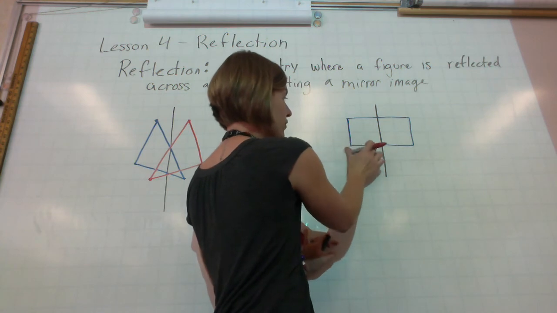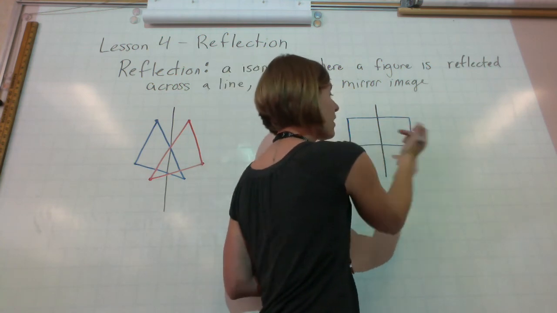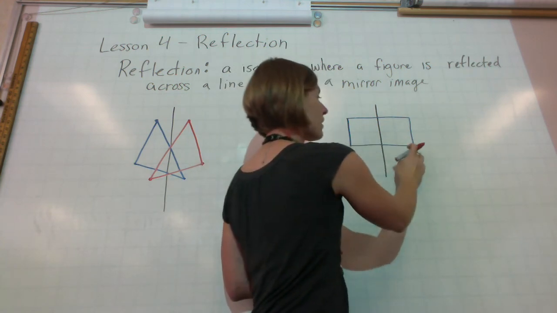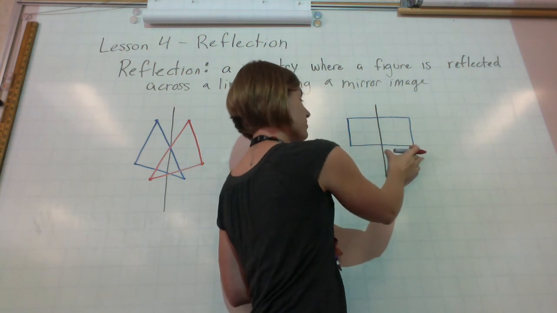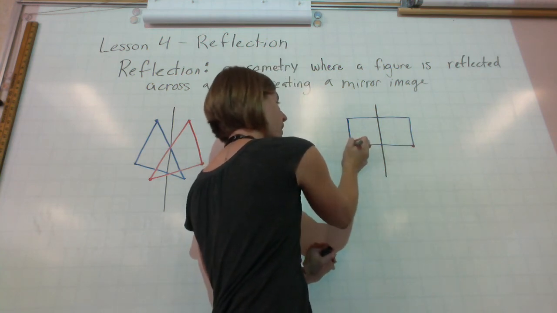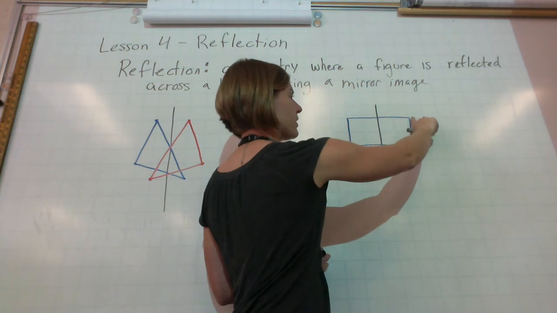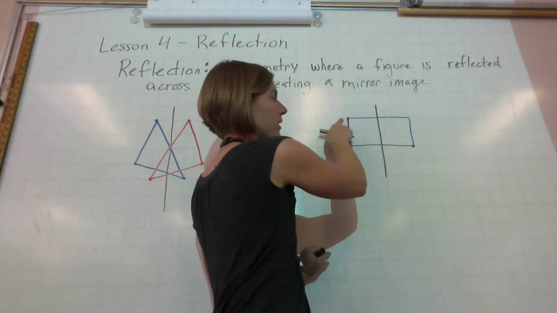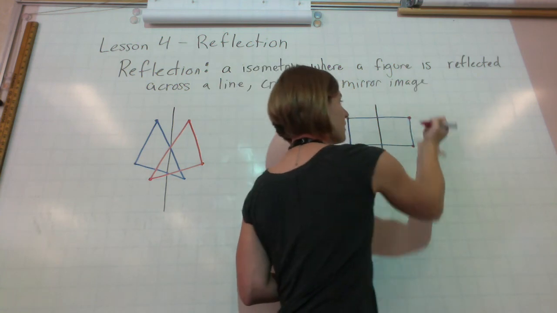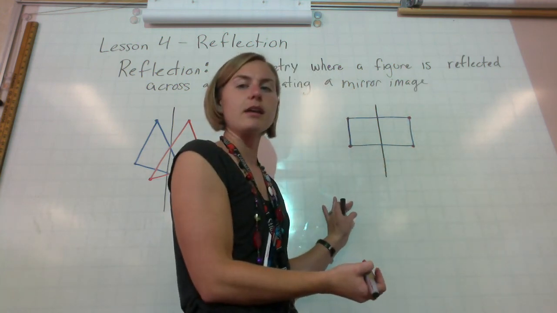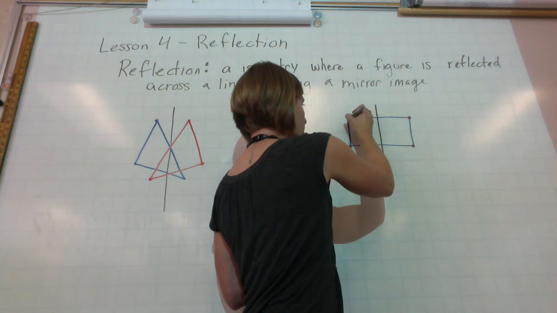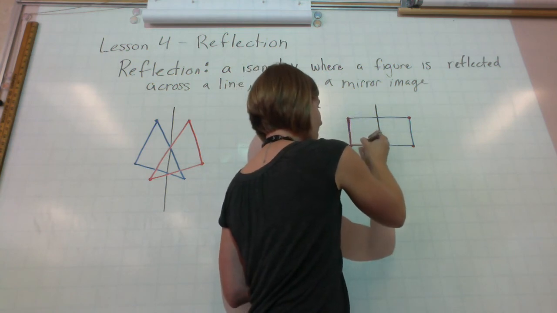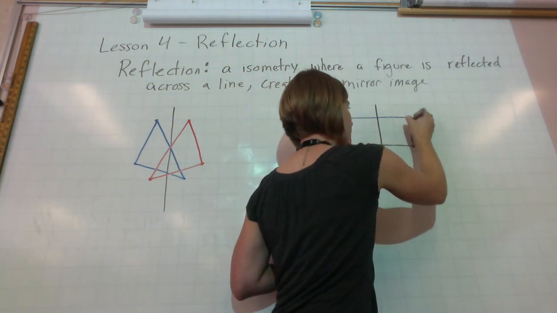This point is 2 away, so it's going to be mapped on the other side 2 away. This original point was 2 away, so it's going to get mapped on the other side 2 away. This point is 2 away, so it's going to get mapped on the other side 2 away. And this point was 2 away, so it's going to get mapped on the other side 2 away. And a lot of you can already see what's coming. If you draw that out, you're drawing it exactly on top of your original image.